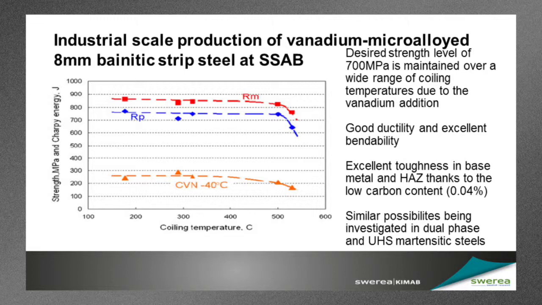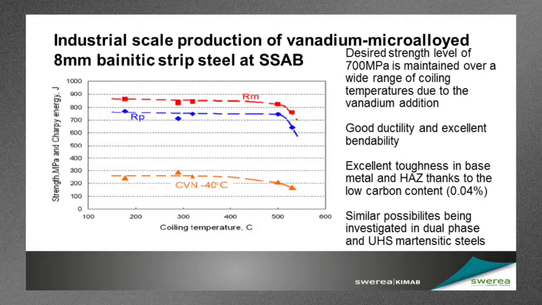The steel not only had the strength that we were asking for, it had good ductility, it had excellent bendability. That's one of the most important properties of these strip steels. And in other experiments we carried out, we found that the toughness was very good, not only in the metal, but also in the heat-affected zone in connection with welding, which is believed to be a result of the very low carbon content that we have here.